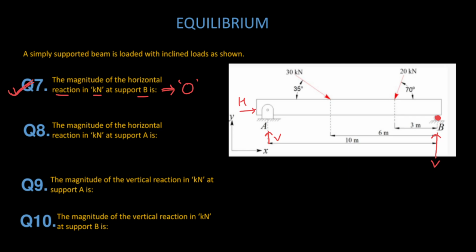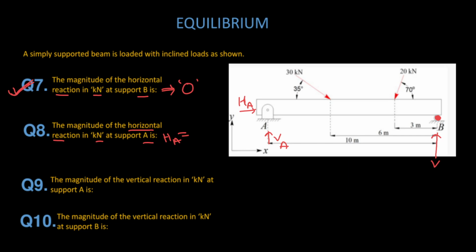Then the second question is saying: the magnitude of the horizontal reaction in kilonewton at support A. He is talking about this one, HA. Okay, this is VA, HA. He is talking about HA. HA is equal to how much? How will we apply it?